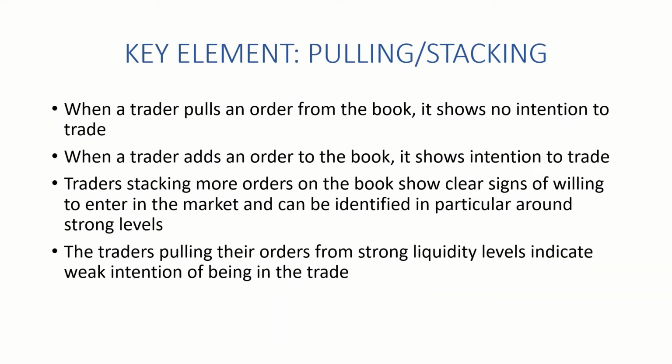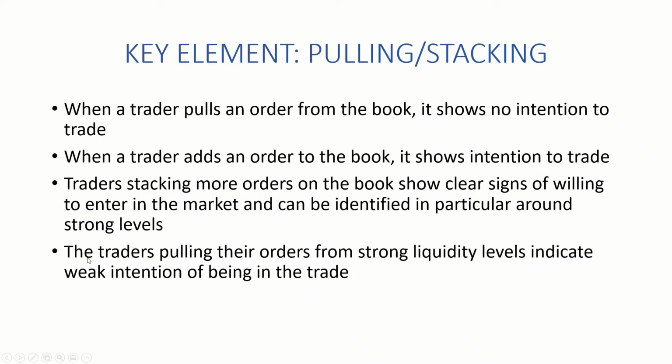And here you go to the pulling and stacking column. What happens is when a trader pulls an order from the book, it means he shows no intention to trade. And on the other side, when a trader adds an order to the book, he shows intention to trade, to get involved. So when you see traders stacking more orders on the book, that shows a clear sign of willingness to enter the market and can be identified in particular around strong levels.